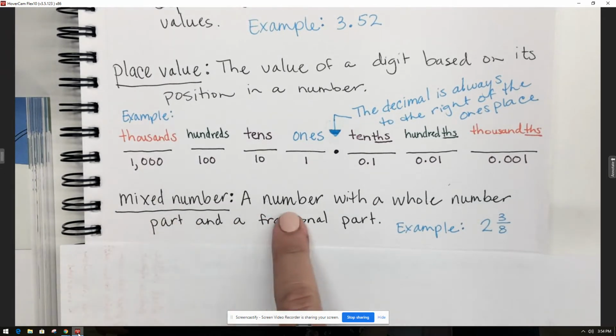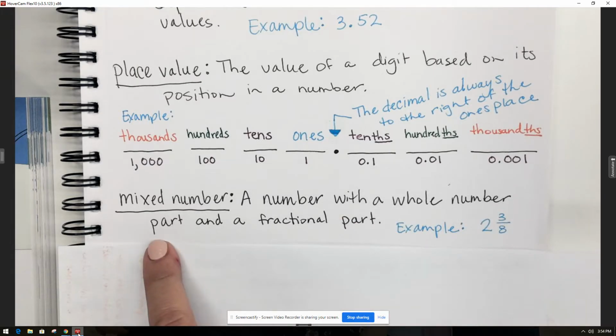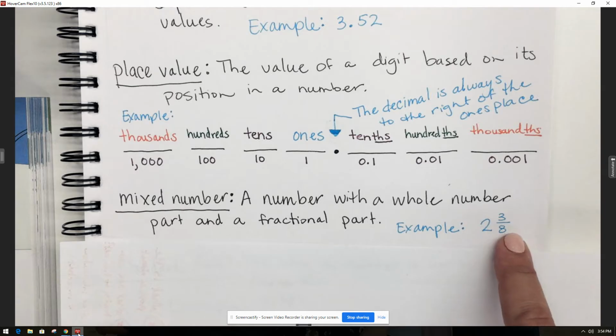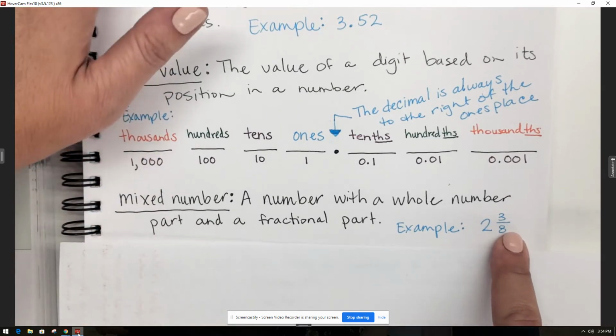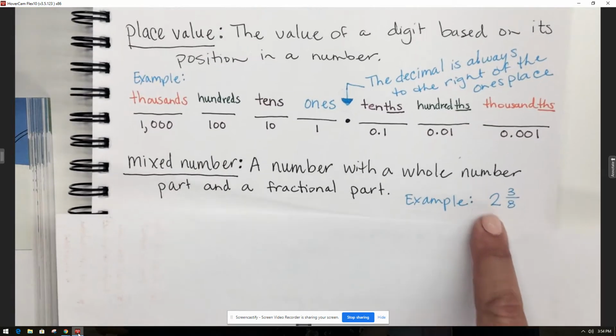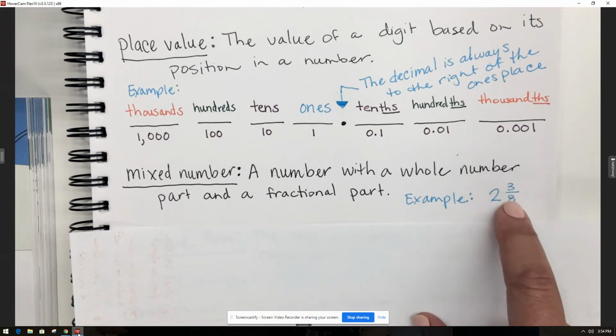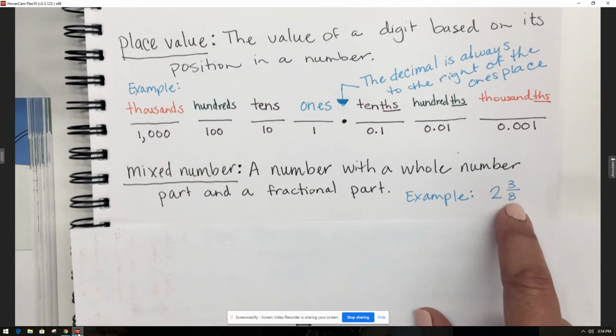A mixed number is a number with a whole number part and a fractional part. So an example of a mixed number would be 2 and 3/8. That shows us that we have 2 wholes and then we have 3/8 of an additional whole, but we don't have a third whole. So we have 2 and 3/8.